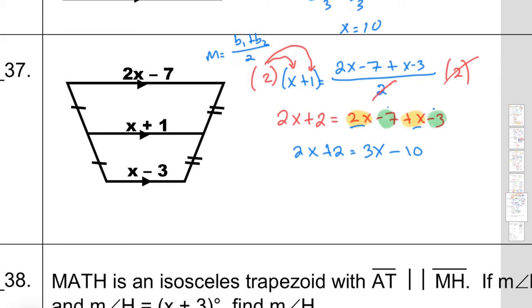Now, because I have 3x here and 2x there, I'm going to go ahead and subtract 2x from both sides and add 10 to both sides. And what that does is on the right side, the 10's cancel. On the left side, the 2x cancel. And I simplify. On the left side, I got 10 plus 2, which is 12. And then 3x minus 2x gives me x, and I get the value of x.